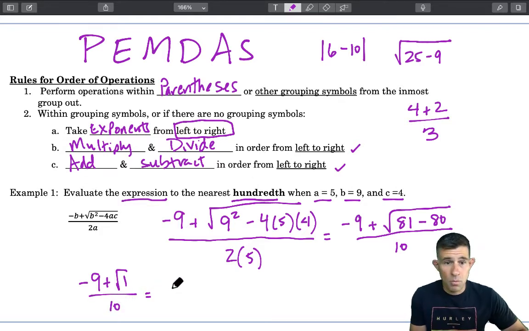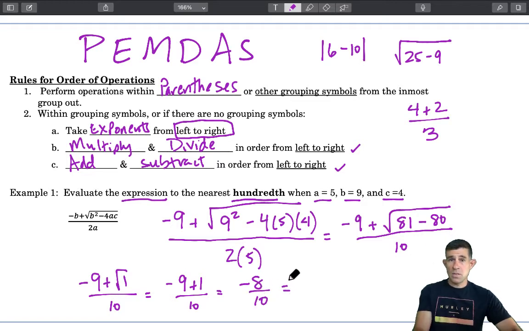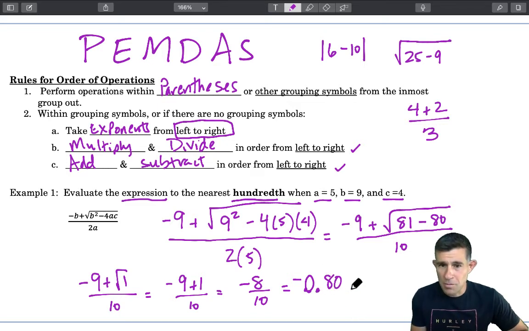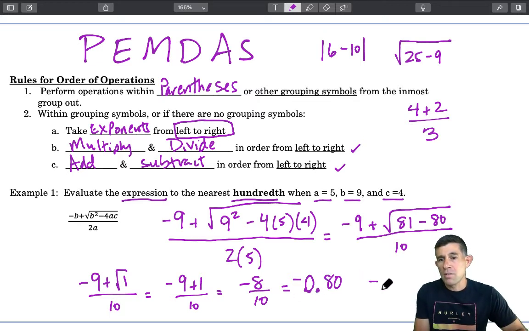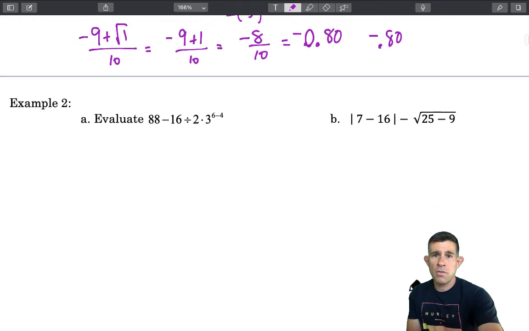Well, the square root of 1 is 1, so this becomes negative 9 plus 1 all over 10, and that gives me negative 8 over 10. Now, when I want to simplify this to the nearest hundredth, this comes out to be negative, whoops, forgot my 0 here, negative 0.80. So there's our 2 decimal places. Now, do you need that first 0? No, you could have also written this as simply negative .80. So there's our first example using our order of operations, PEMDAS.